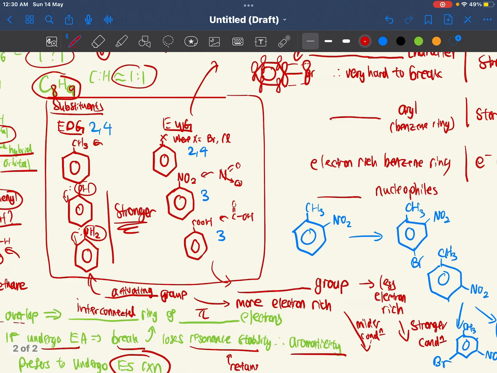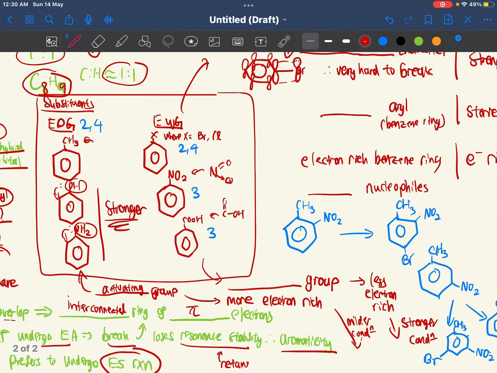If we compare electron withdrawing groups, typically they are compounds that have double bonds, for example NO2 and COOH. Then there are also the halogen atoms. Please take note, because a lot of people might confuse this. They might think all EWGs are 3 directors, or all EDGs are 2,4 directors. That's the misconception. Yes, all EDGs are 2,4 directing, but the halogen attached to the benzene ring is also 2,4 directing, whereas the double bond electron withdrawing groups are 3 directors.